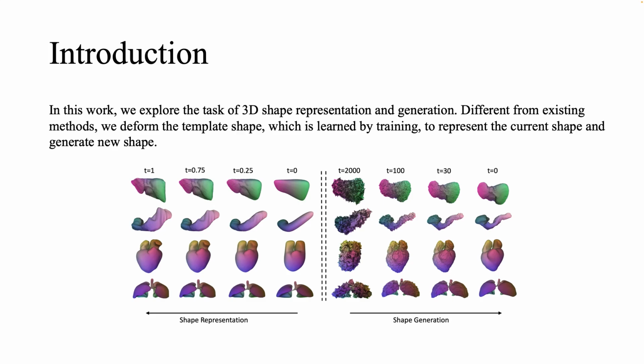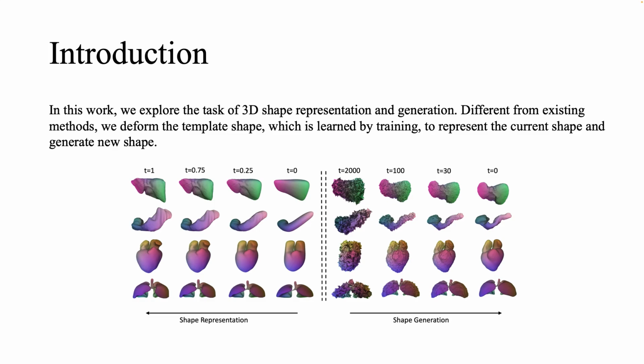On the left side, t equals 0 shape is the learned template, and the t equals 1 shape is the deformed shape, with t between 0 and 1 as the intermediate shapes. We can see clearly the deformation process from t equals 0 to t equals 1. And thanks to the bidirectional deformation, the represented shape now shares the same topology and color as the template shape.